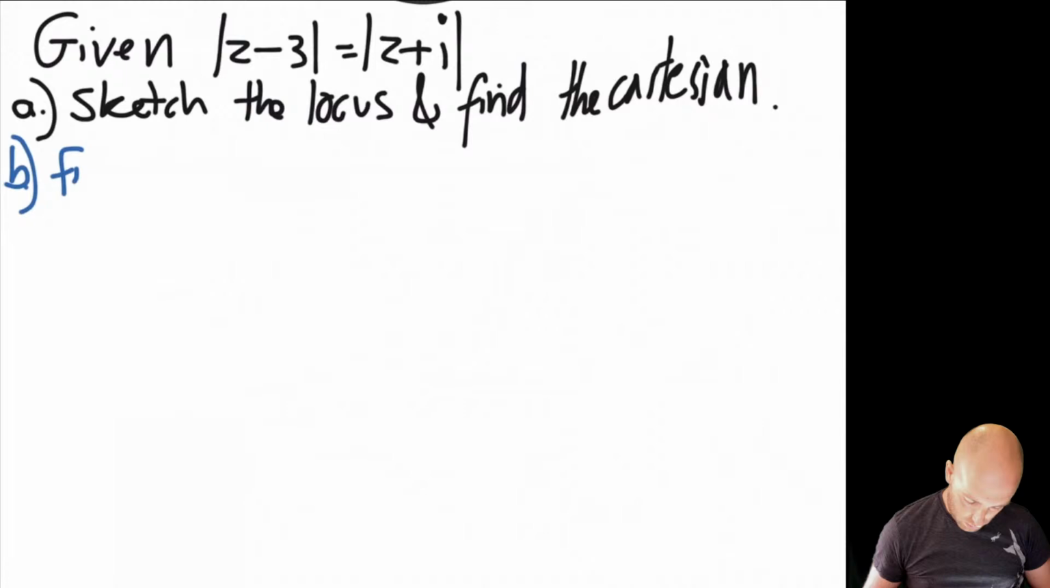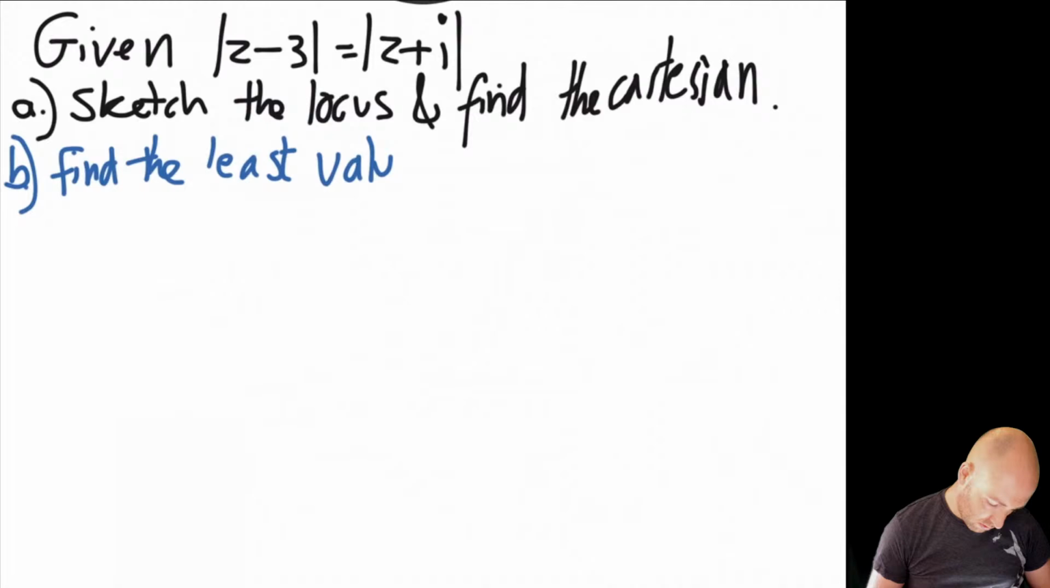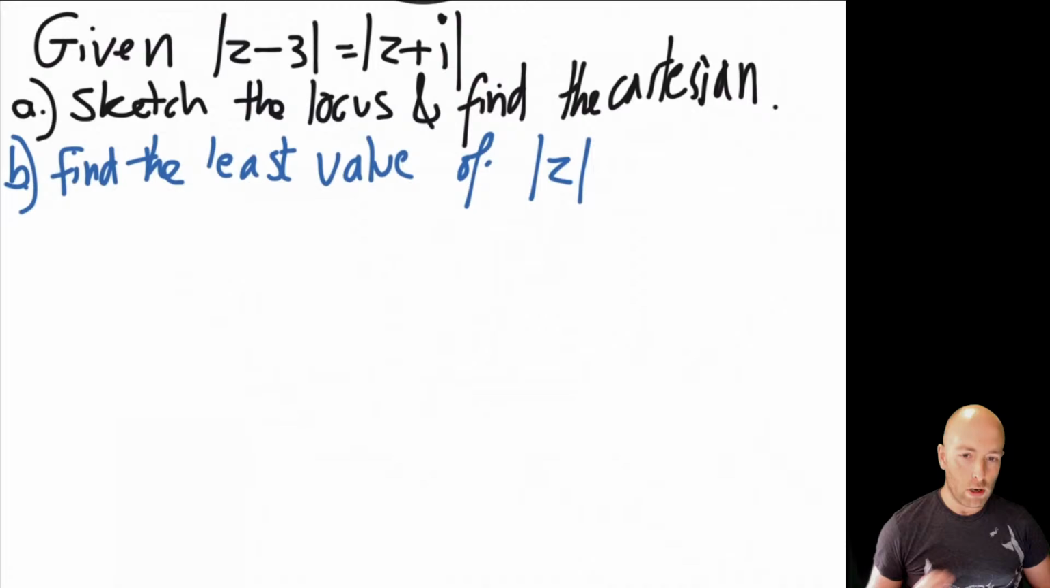Find the least value of modulus z. Cool. All right, I'll give you guys 5 minutes. See if you can get this one done. It's similar to what we've been doing, but we're not looking at circles. We're now looking at perpendicular bisectors and straight lines. So 5 minutes starting now. Comment if you need any.